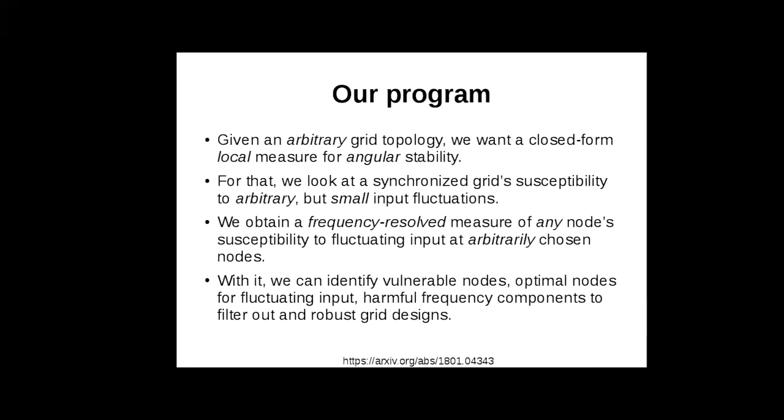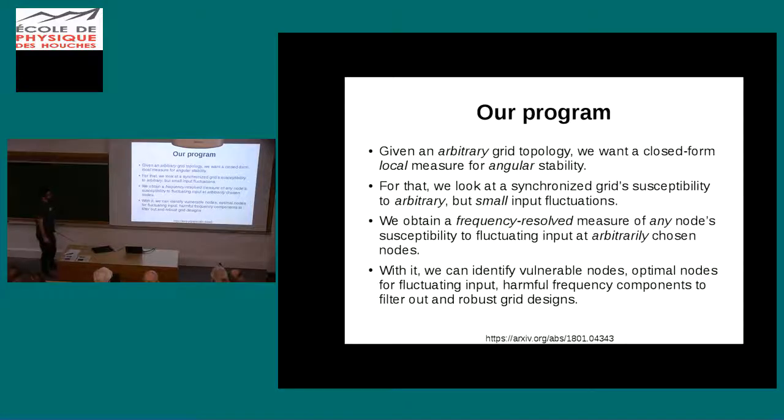So just as a summary of the program, which is not a finished project, it's work in progress. The idea is that we take any grid topology, and we want to have a closed form local measure for angular stability. Local because we can go at every node and identify what kind of perturbation frequency it's susceptible to.